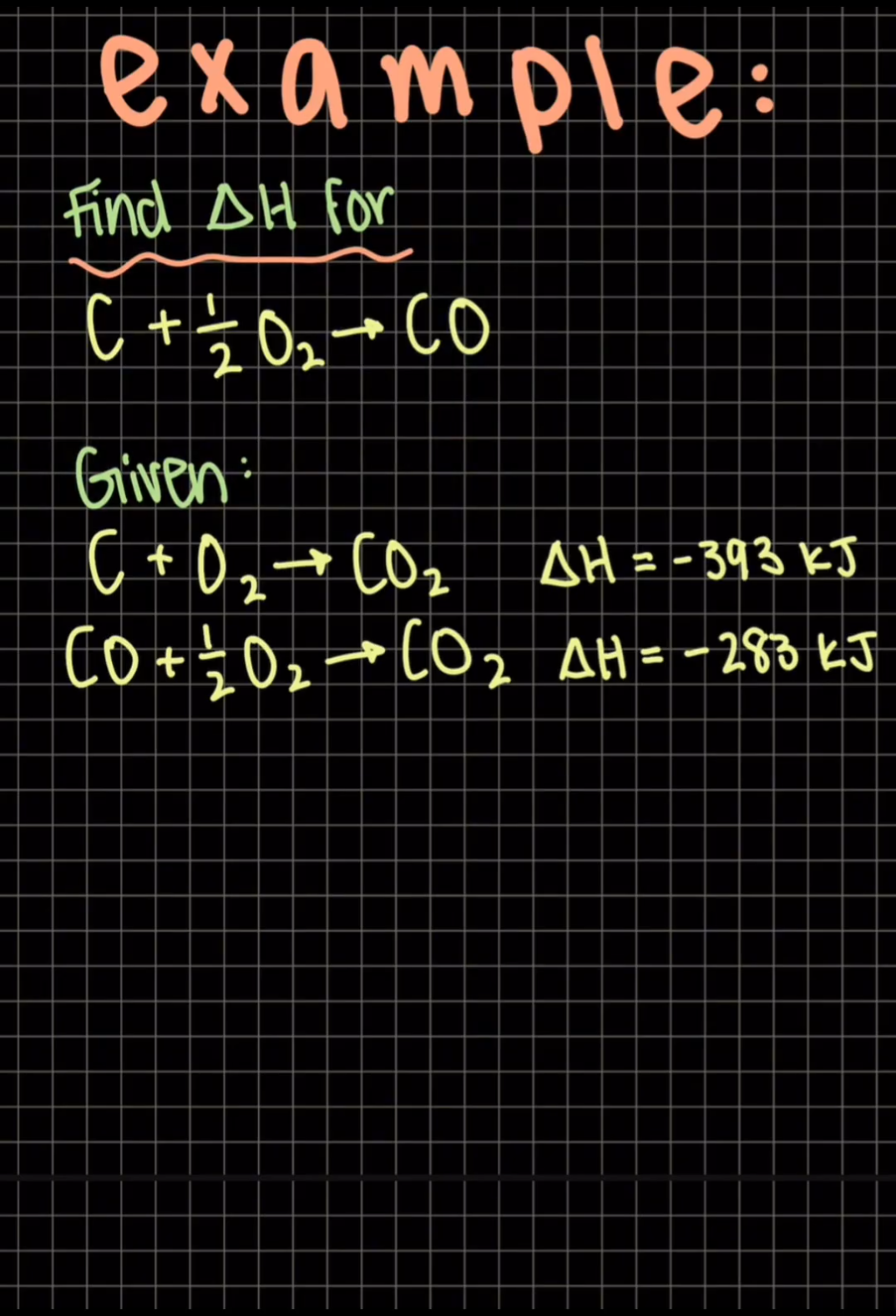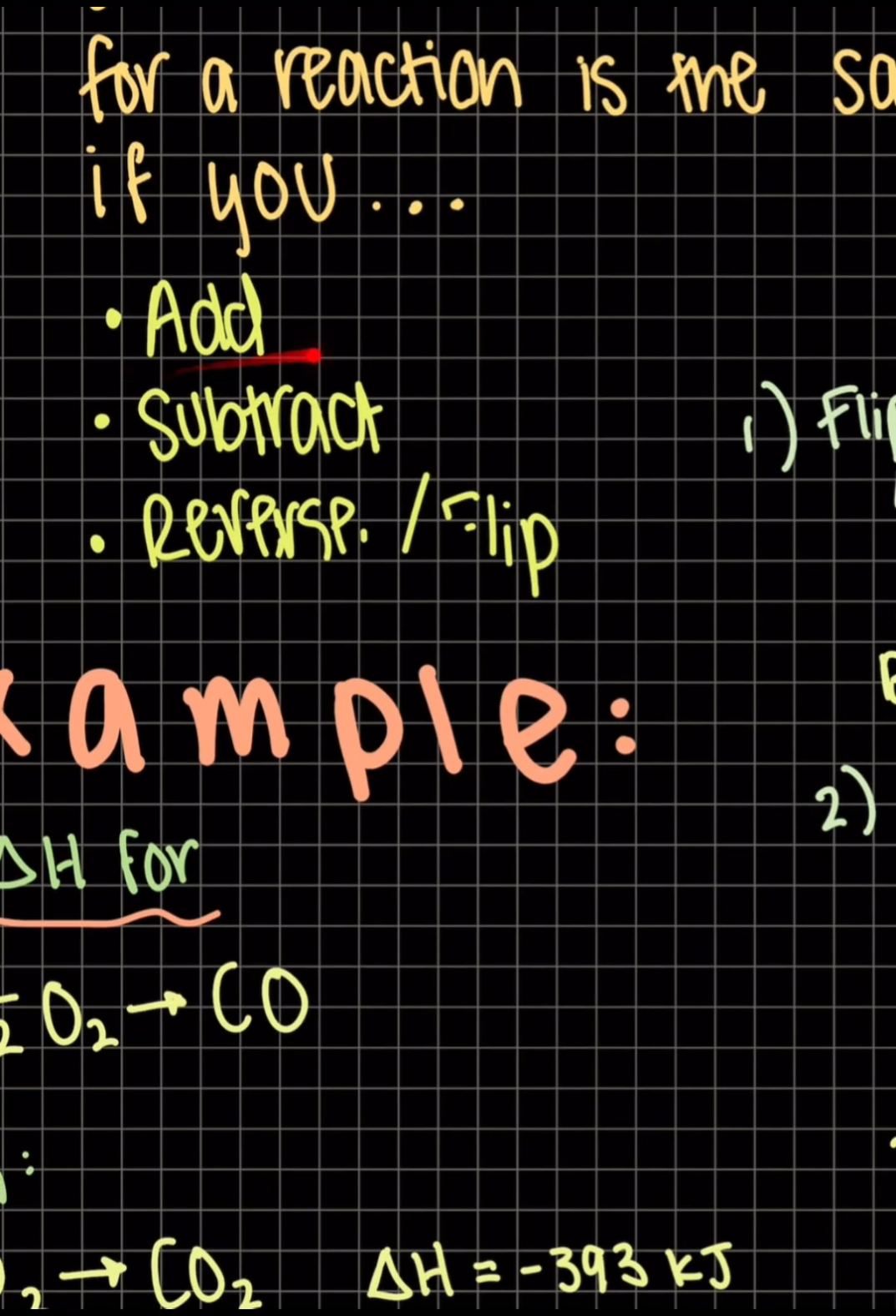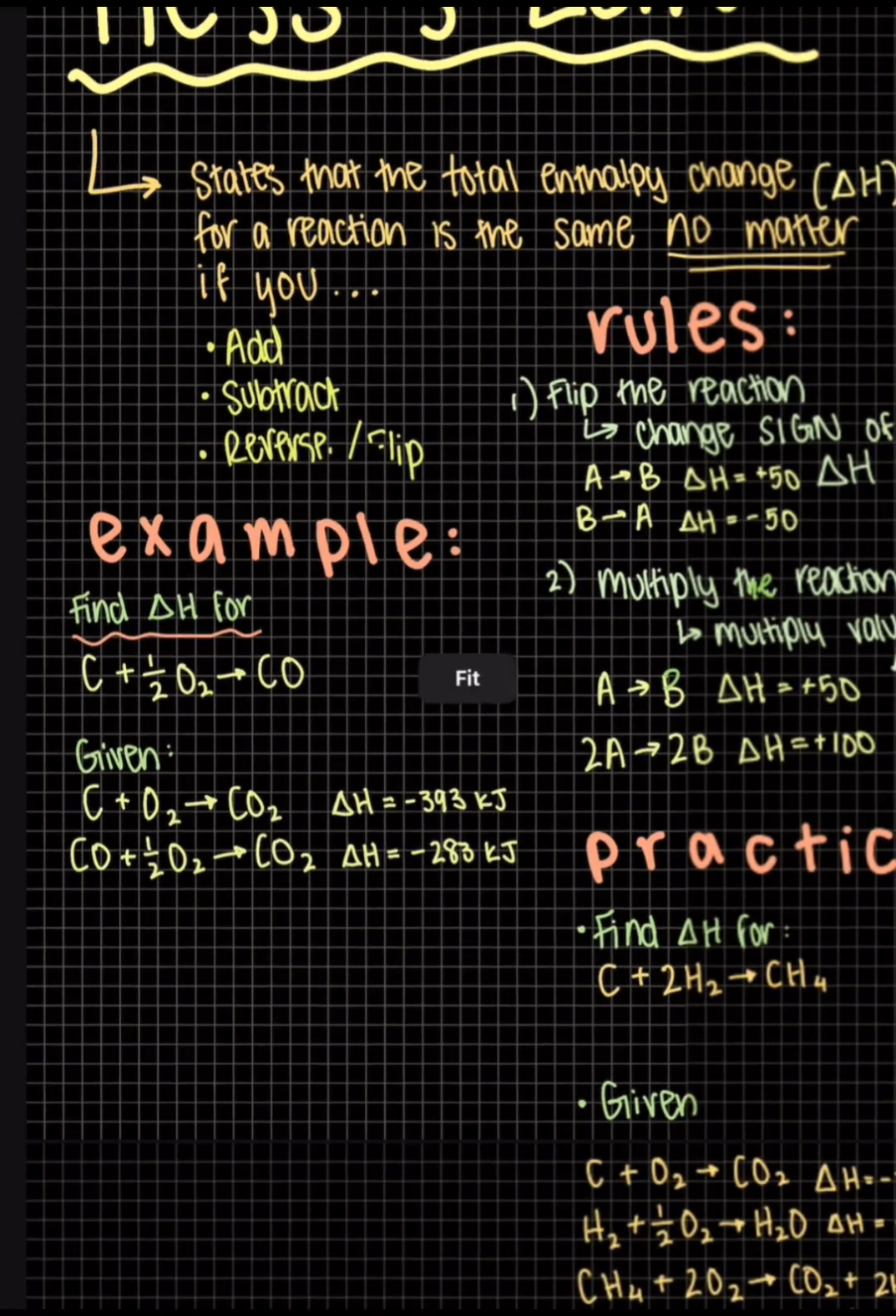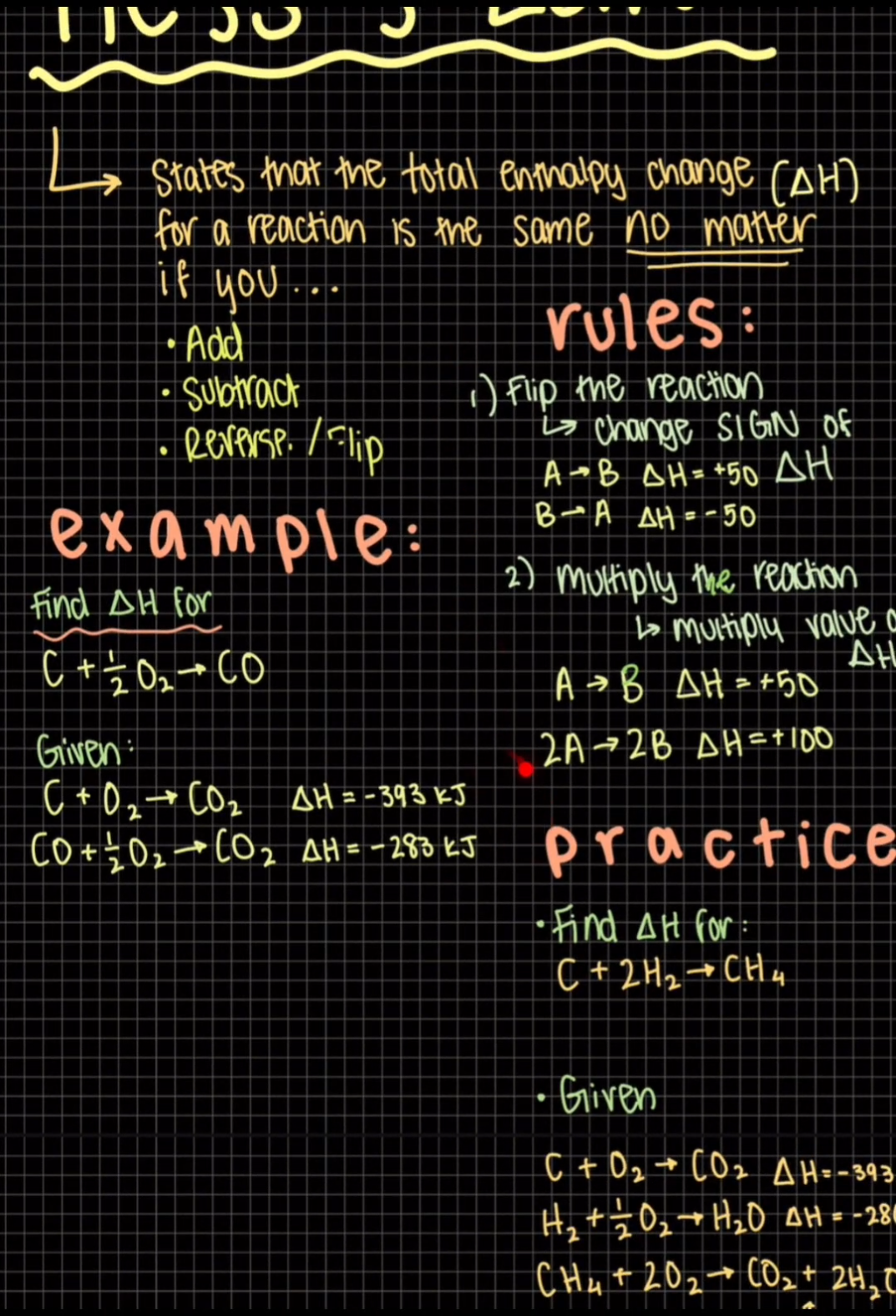Our given statements show that 1 mole of carbon plus 1 mole of oxygen gas yields carbon dioxide, and that carbon dioxide plus 1/2 mole of oxygen gas yields carbon dioxide as well. Now, what you would do in these types of problems is find a way to manipulate these chemical equations that they've given you to make this chemical equation. You can do that by adding, subtracting, reversing, flipping, and so on. And keep in mind, we will need to be following all of these rules as well, because those are important.